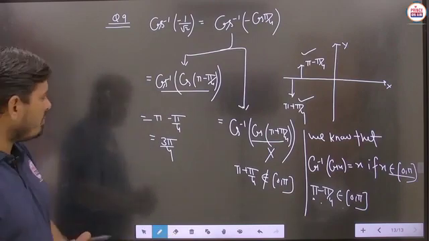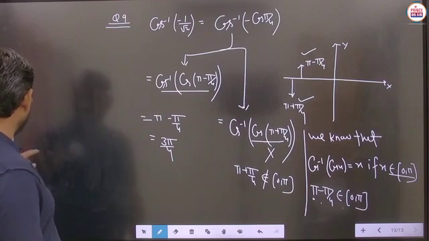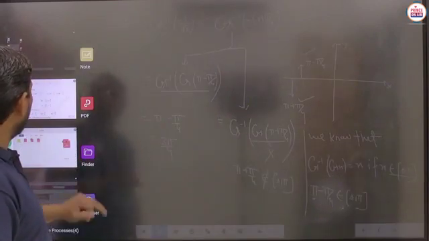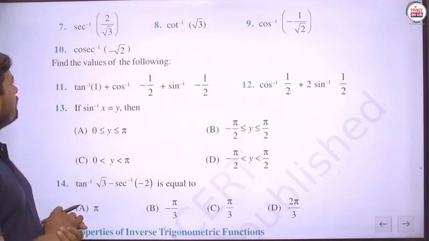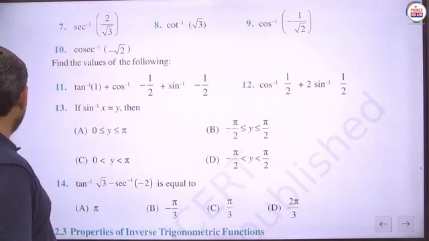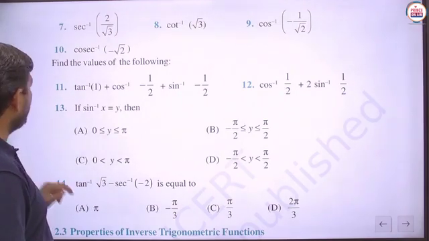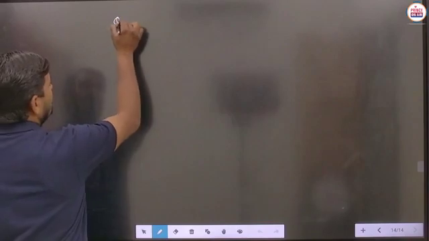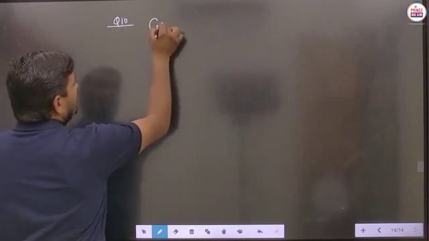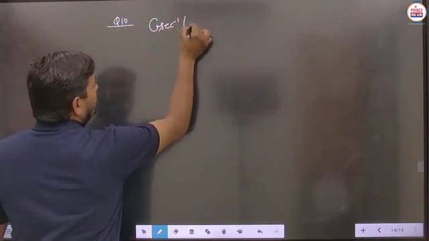So the next question, number 10, we are taking, student. Before that, pause the video to note it down. Next question number 10 is: find the principal value of cosec inverse of minus root 2. Again a similar type of question is given, cosec inverse of minus root 2.